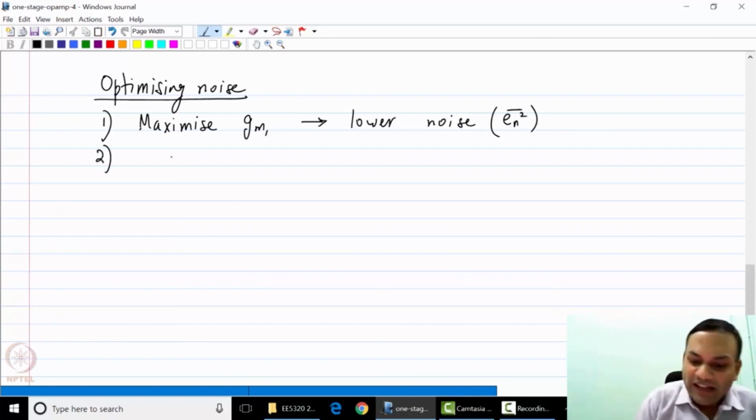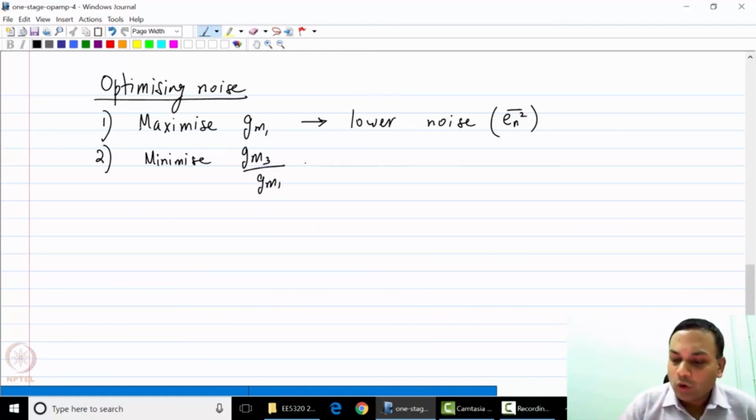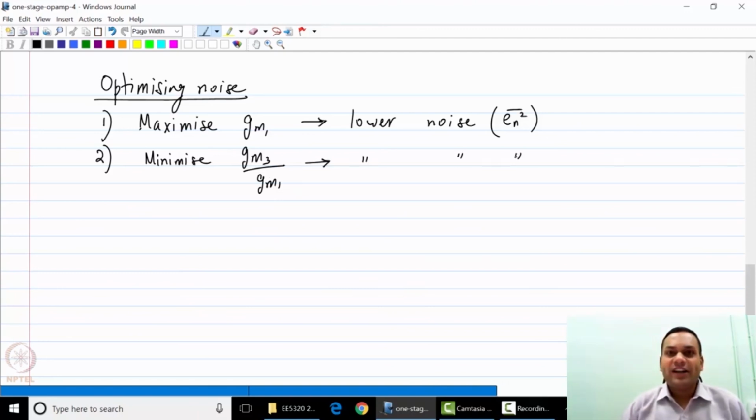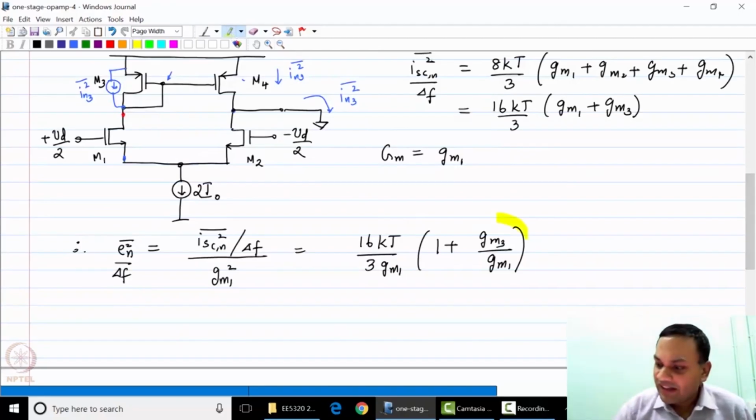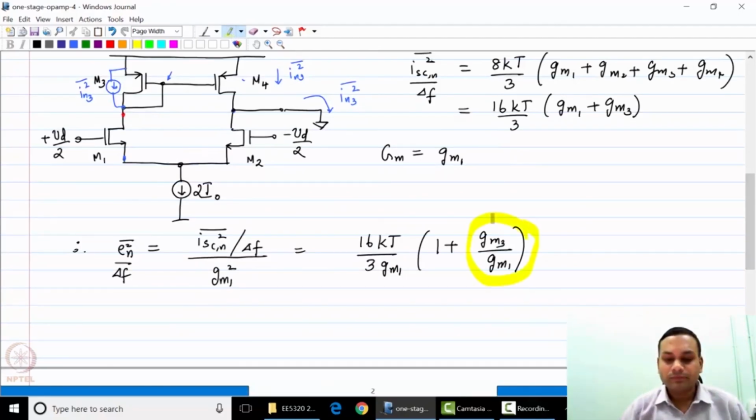Now the other thing you need to do is to minimize GM3 over GM1. So clearly, if you reduce the relative transconductance of M3 and M4 relative to M1 and M2, you will also reduce noise. That is also clear from the second term in the noise.